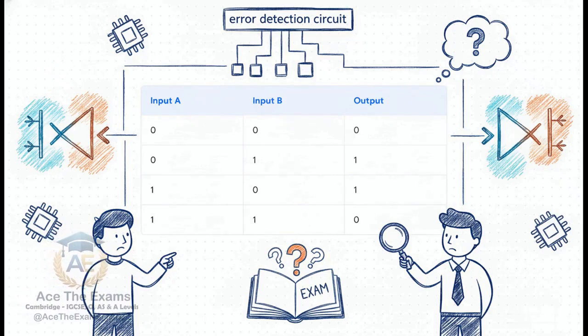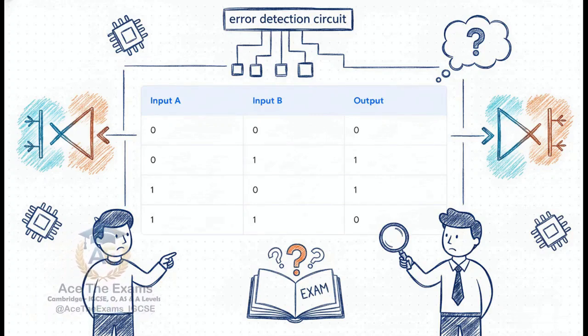Just look at it. Input A is 0, input B is 0, the output is 0. Input A is 1, input B is 1, the output is 0. They are exactly the same, so the gate just shuts it down. It only gives you that beautiful true 1 output when the inputs are 0 and 1 or 1 and 0.